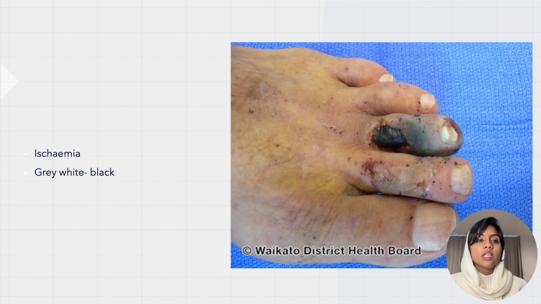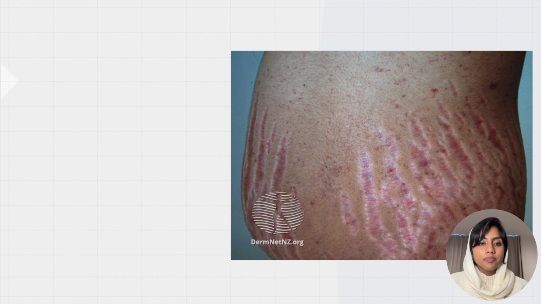So what do you call it? Ischemia and gray-white areas occur in the case of infarct. The most common condition in which you can see this is antiphospholipid antibody syndrome, where you get multiple infarcts. Now, let's see the next secondary lesion.